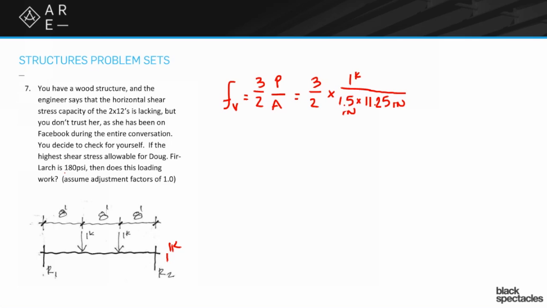So we know that our allowable shear stress is this 180, but I wrote the load down as 1 kip. So we do have to multiply by that 1,000 pounds per kip to get our answer. When you do the math here, you get 89 psi, and when you compare it to the 180, you are actually under, so the 2x12s actually have enough shear capacity. So look, there you go. All right. Let's jump on to the next question.